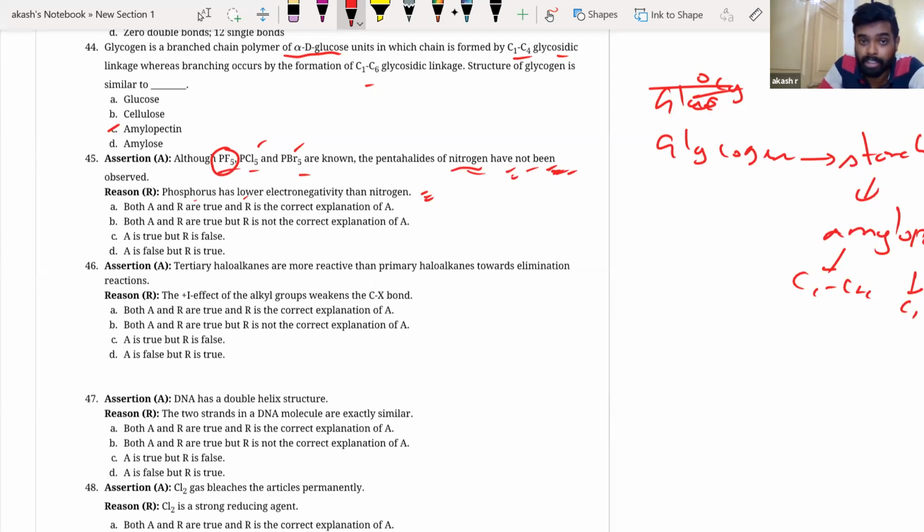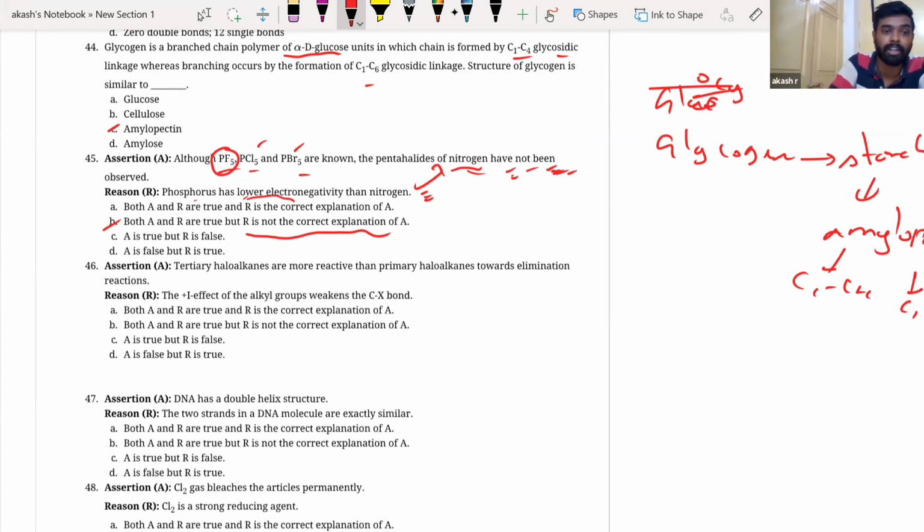Now, reason is wrong means it is not a correct explanation. But phosphorus has lower electronegativity than nitrogen. That is true, nitrogen is more electronegative than phosphorus, but that is not the correct explanation for the previous statement. So both A and R are true, but R is not the correct explanation for A. So B is the correct answer to this question.